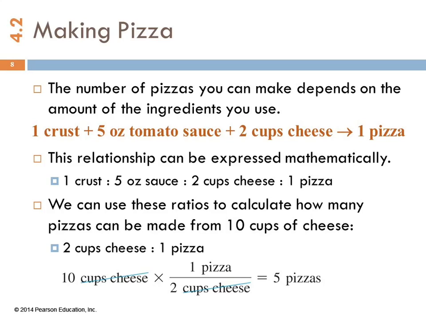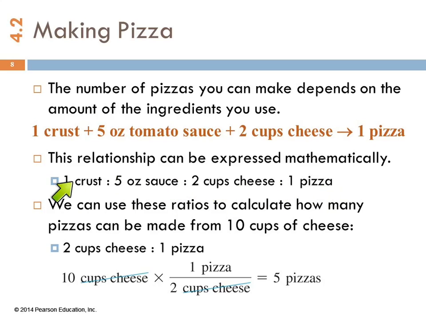When you have a recipe for pancakes or something, it matters how many eggs you put in there. And so if we're looking at this equation or recipe for pizza, the number of pizzas that you can make depends on how much stuff you have. And we can express this mathematically. I know you're thinking, why would we want to do that to pizza? But 1 crust to 5 ounces of sauce to 2 cups of cheese to 1 pizza.